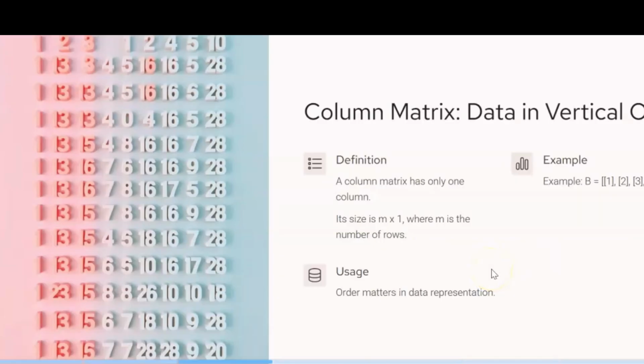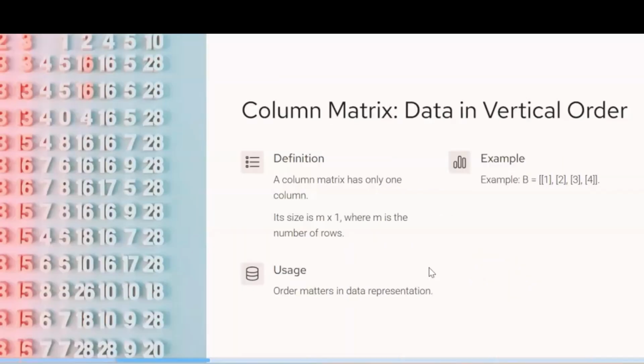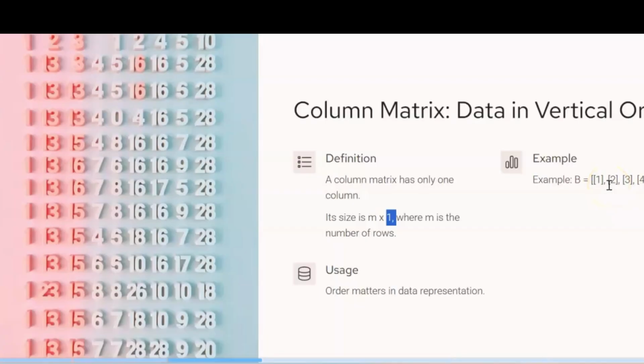This is a column matrix, with data in vertical order. You will be having only one column, and any number of rows can be defined. Its size will be m by 1. That means you will be having only one column. You can see an example here. This is an example, but it is not aligned in the same way. You can say it is one column in the vertical way. Just as a row matrix has a single row, only one column will be available for a column matrix, and its order will be given by m by 1: any number of rows and only one column.